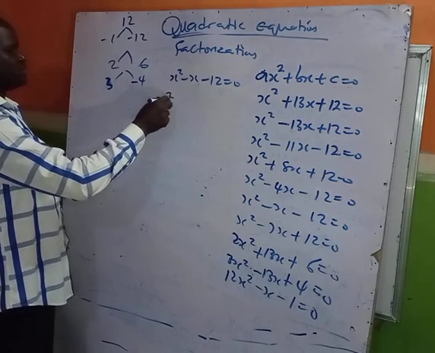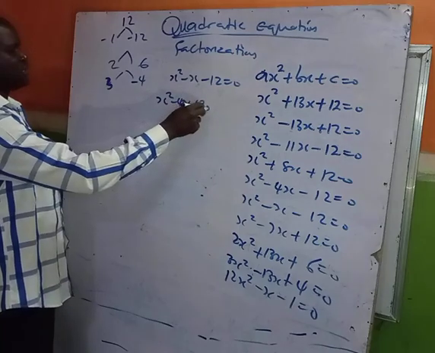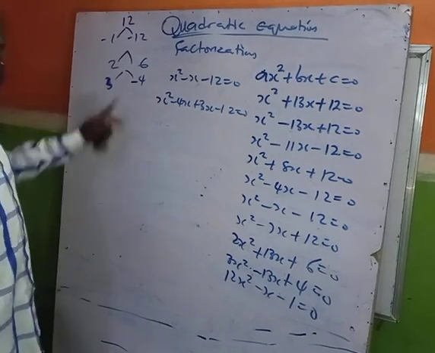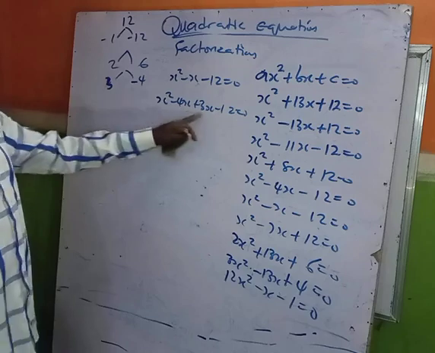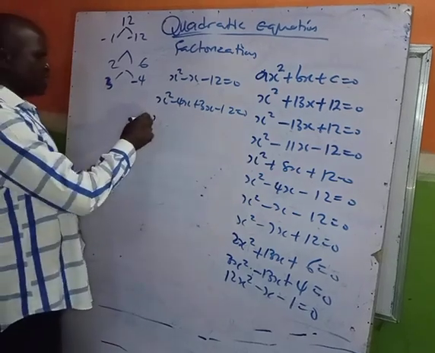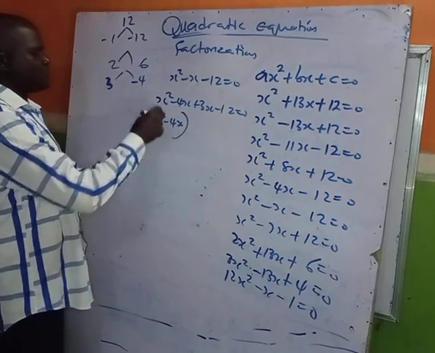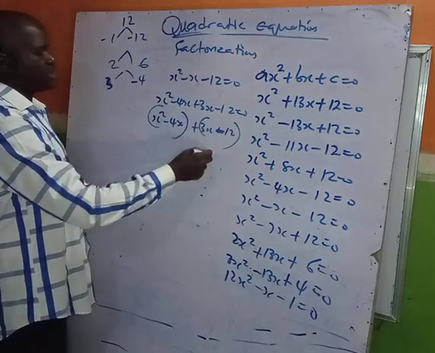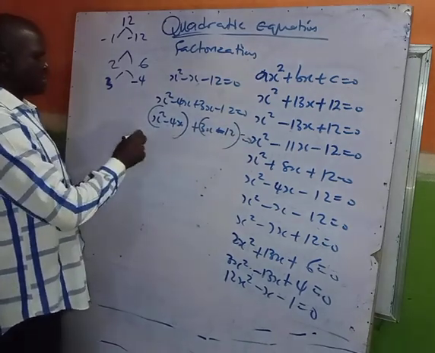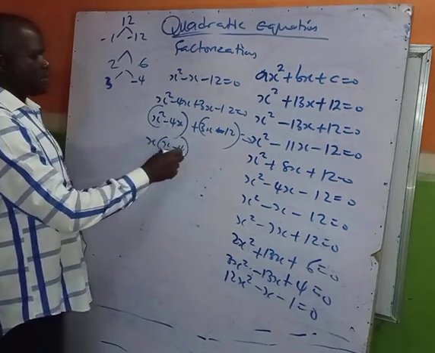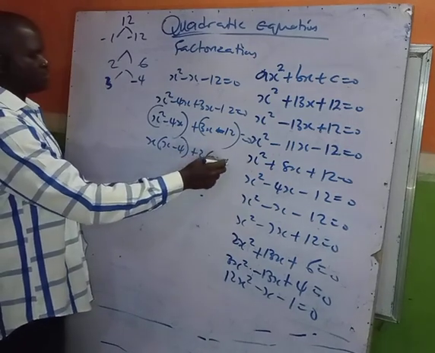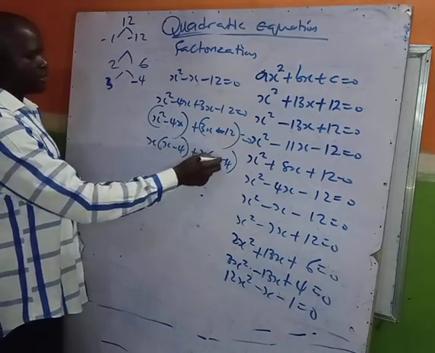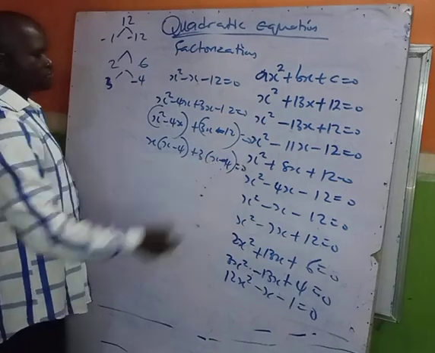So you will have x squared minus 4x plus 3x minus 12 equal to 0. So here it is minus 4 and 3. Then you bracket them again, x squared minus 4x, and 3x minus 12 in a bracket, equal to 0. So what is common here? x minus 4, 3x minus 4. So what you do here, you factor out what? 3. So you have this, equal to 0.